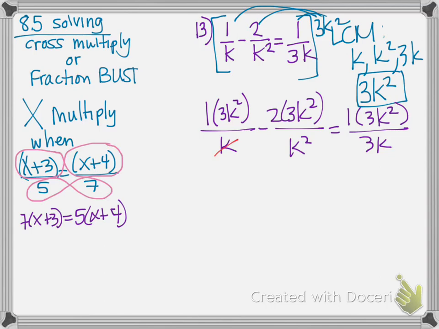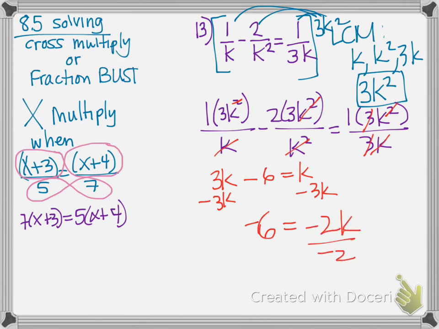So this k is going to reduce one of those k's, so I get 3k there. This k squared is going to cancel that k squared, so I'm just down to 6. The 3's are going to cancel, and that k is going to reduce that one down to 1, equal to k. So get k's on one side and numbers on the other, and you get negative 6 equals negative 2k, divide by negative 2, divide by negative 2, 3 equals k.